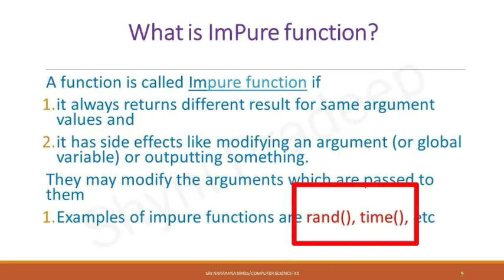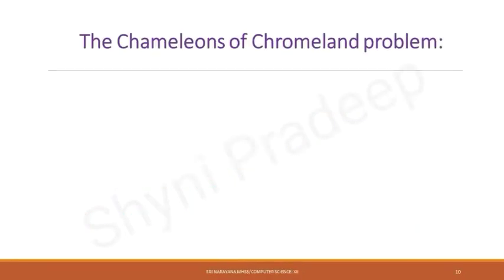Which means if you are calling the time function now, it will print the current time. After 1 hour, when you are calling this function, it will give another time. So this is called impure functions. Next, let us see the Chameleon Island problem using functions.